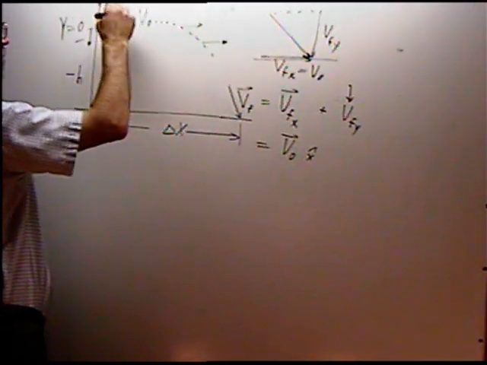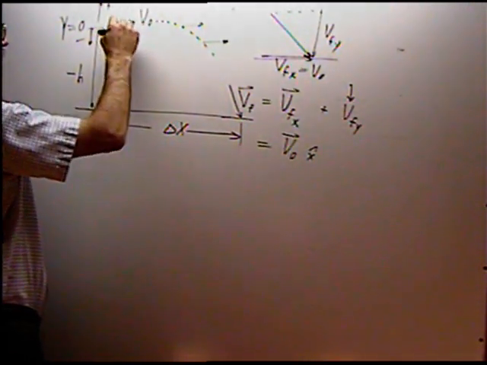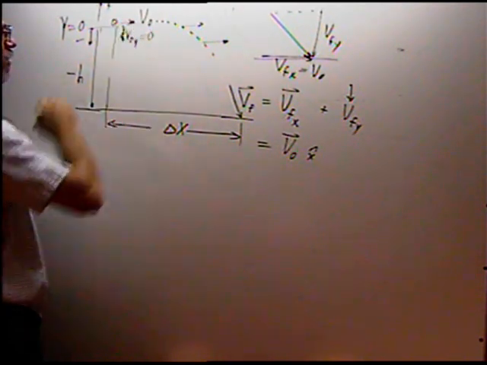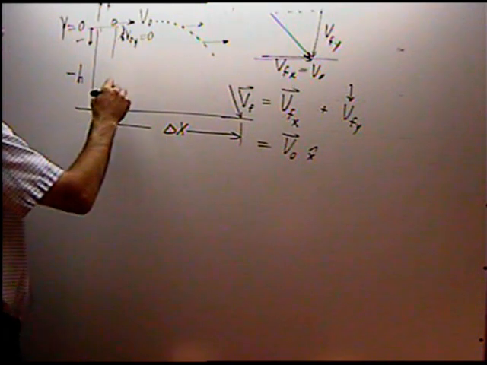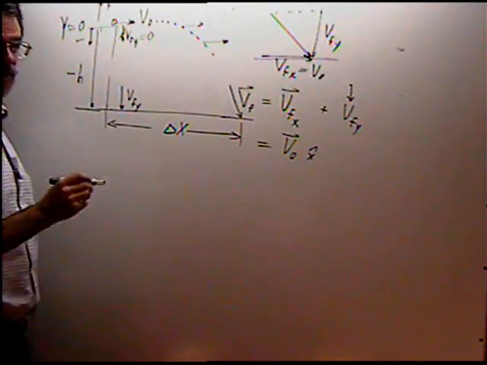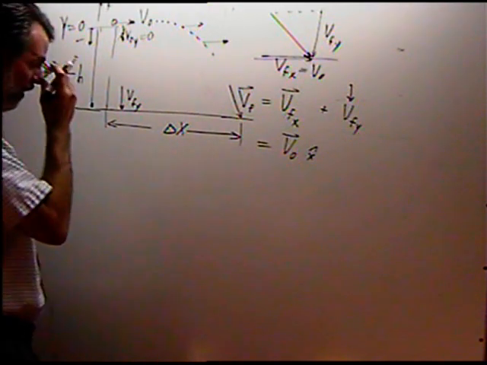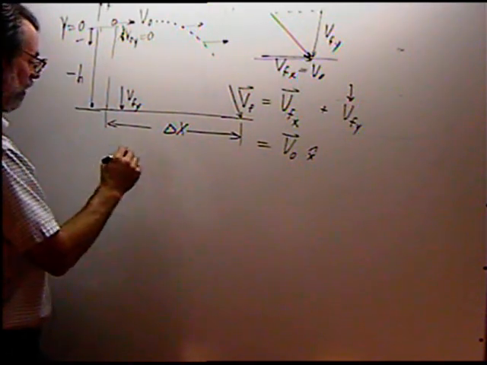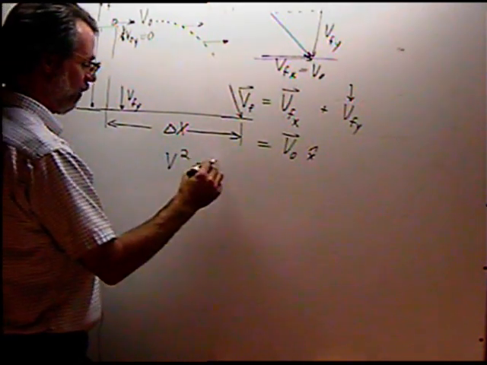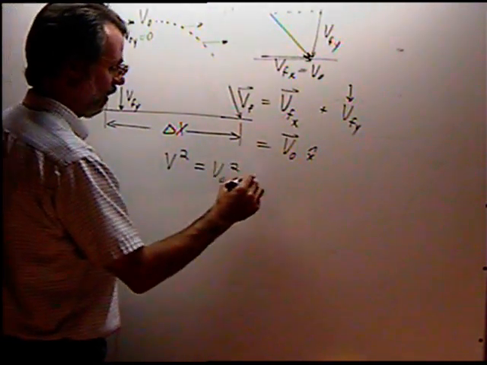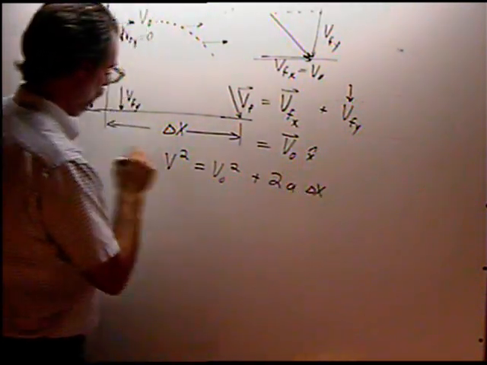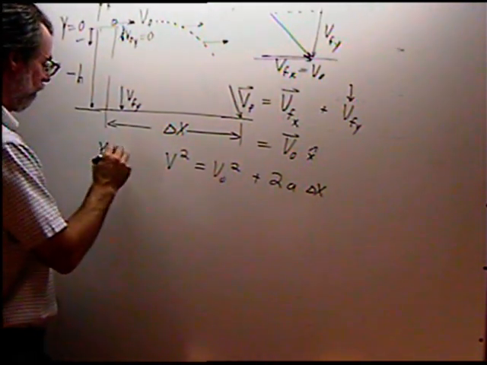We know that the initial velocity in the y is 0. There is no initial velocity in the y. But the final y velocity, how do we solve for that? Well, we can solve it this way. Think of the equation v squared equals V0 squared plus 2a delta x. Let's look at this in the y dimension.